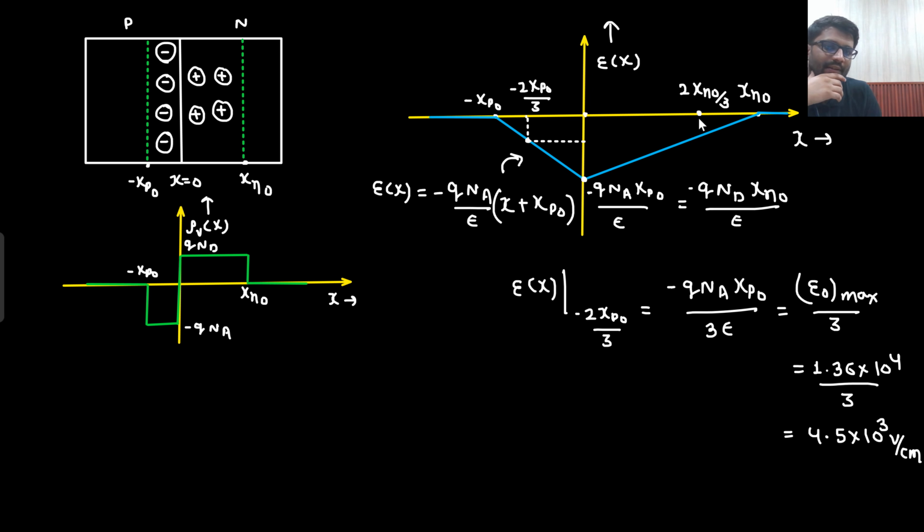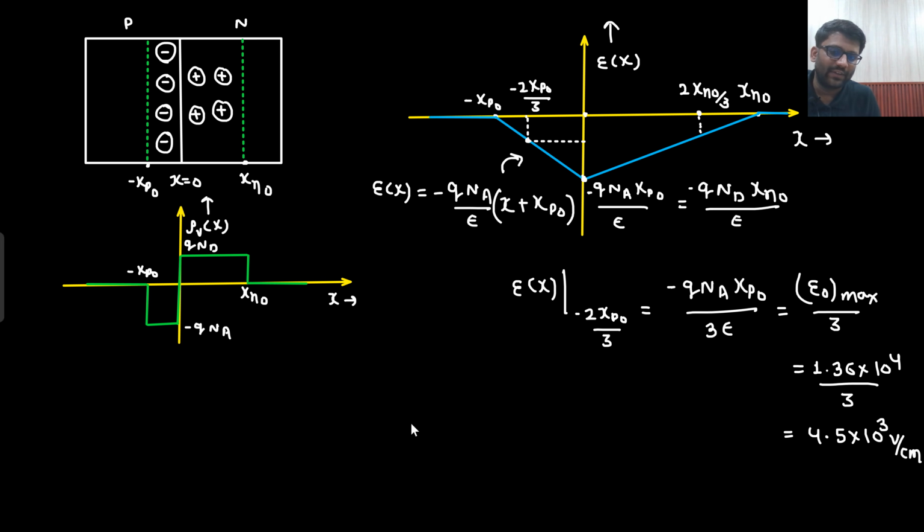So what I can see from here, if I am moving for a distance of x naught, then I am losing this much of amplitude. So if I move for the distance of 2 by 3 x naught, then how much amplitude will I reduce? I will reduce by 2 by 3rd of the amplitude. That means how much amplitude would be left? 1 by 3rd of this one.